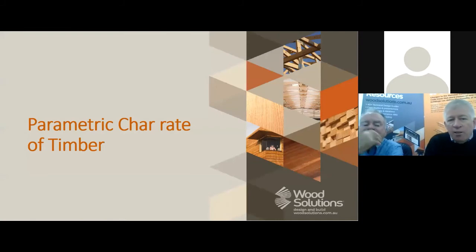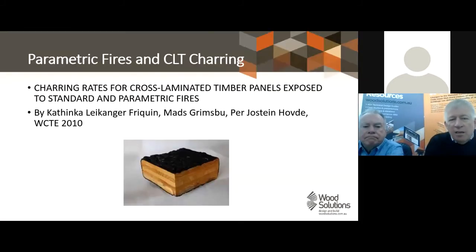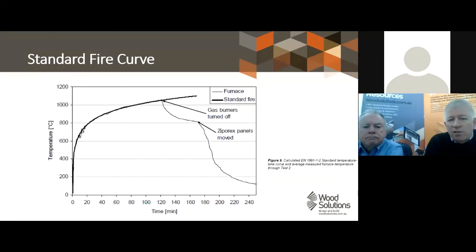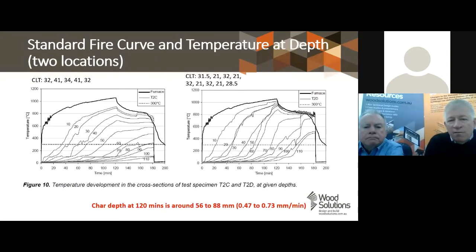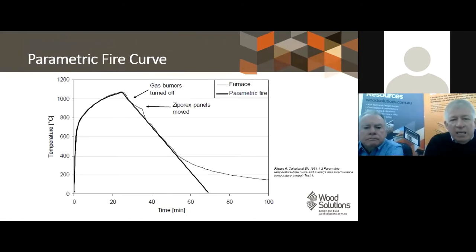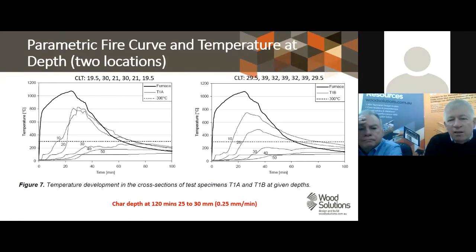So when we look at the char rates, and I'm being mindful of the time we have left, I'll just quickly go through this. A Norwegian university has done some comparisons of a standard fire versus a parametric fire for CLT elements. They found that the char rate for the standard fire varied from 0.5 to 0.7 millimeters per minute. And they also did it on the parametric, and got a completely different char rate. So for the same exposure period, 120 minutes, the char rate was 2.6 times less than the standard fire curve char rates.